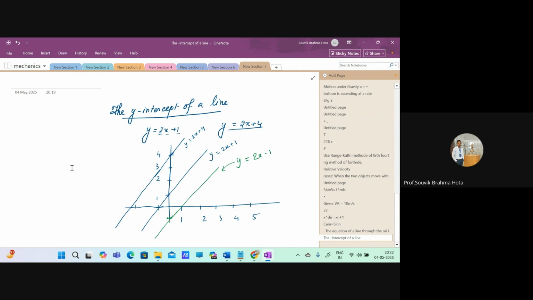Now the key point of this concept is that the equation of a straight line with gradient m and intercept c on the y-axis can be written as y is equal to mx plus c. Now you understand this. Let me give you some questions and I'll see whether you can do them or not. I'm just displaying them on this board itself.